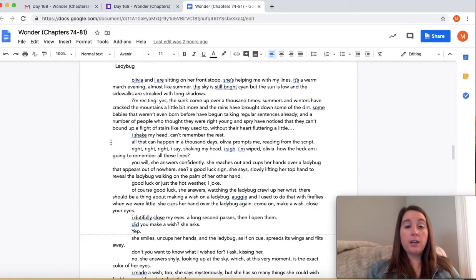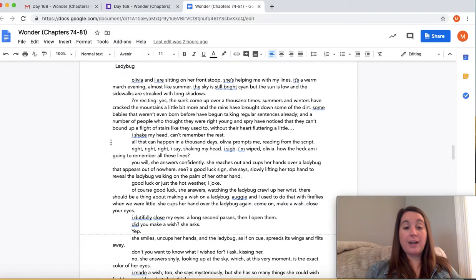Ladybug. Olivia and I are sitting on the front stoop. She's helping me with my lines. It's a warm March evening, almost like summer. The sky is still bright cayenne, but the sun is low, and the sidewalks are streaked with long shadows. I'm reciting, "Yes. The sun's come up over 1,000 times. Summers and winters have cracked the mountains a little bit more, and the rains have brought down some dirt. Some babies that weren't even born before have begun talking regular sentences already, and a number of people who thought they were right young and spry have noticed they can't bound up a flight of stairs like they used to, without their heart fluttering a little." I shake my head. Can't remember the rest.